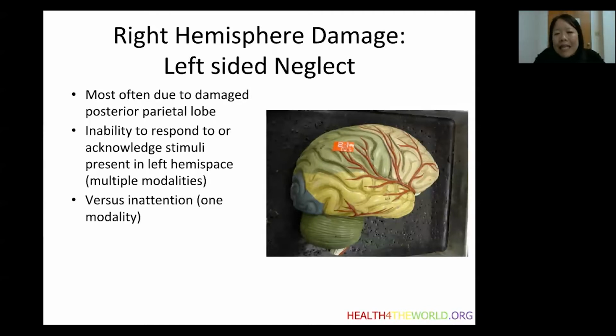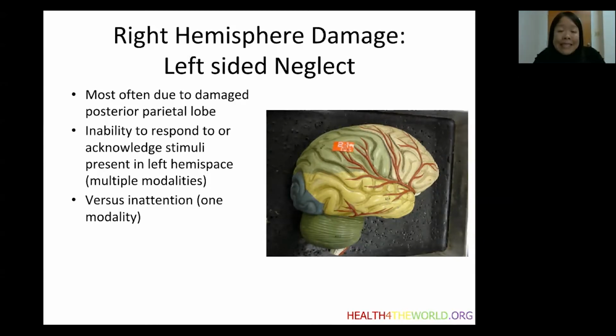On this next slide, I do want to spend some time talking about left-sided neglect. This is a very common sequelae after right hemisphere damage. This is most often due to damaged posterior parietal lobe, in which the patient has an inability to respond or acknowledge stimuli in their left hemispace. So, for example, they might not attend at all to the left side of their body or any visual stimuli on the left side.